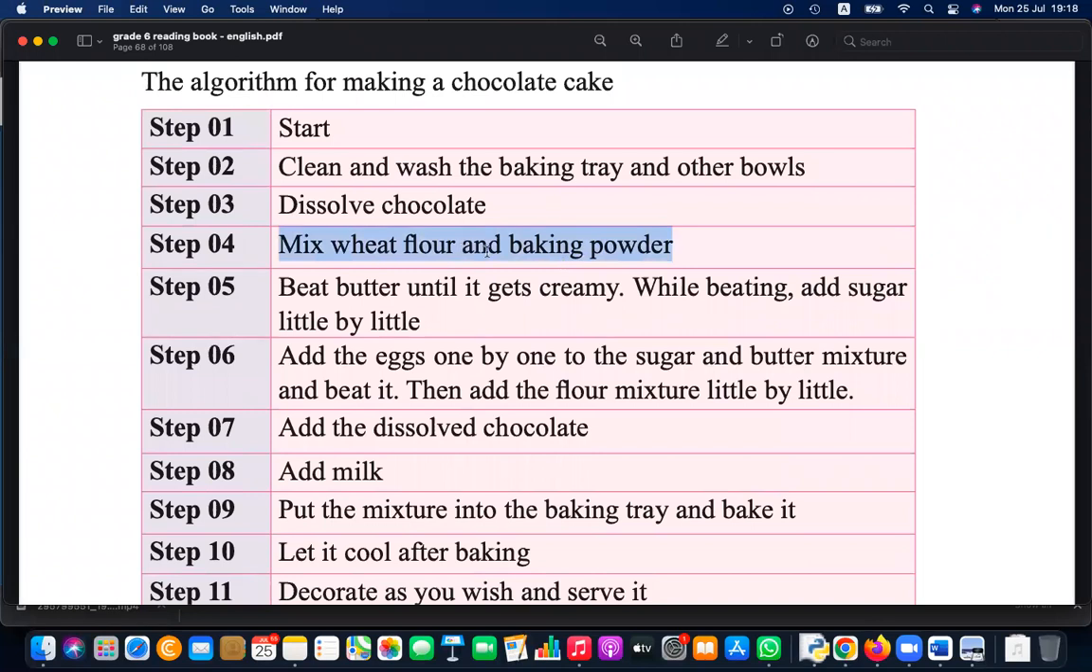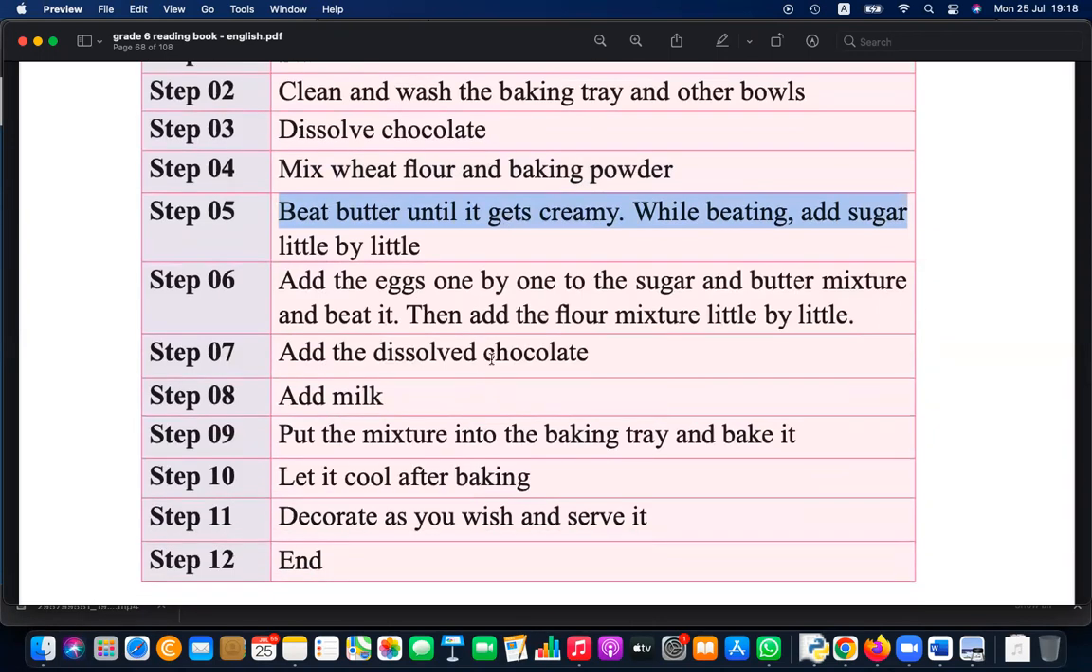Okay, then the wheat flour and the baking powder should be mixed. Then beat the butter until it gets creamy. While beating, you can add sugar and then egg. You can mix the egg, basically the egg white, and then you have to mix the flour with that, and finally you have to dissolve the chocolate to give the flavor.